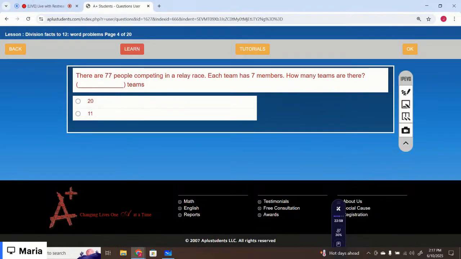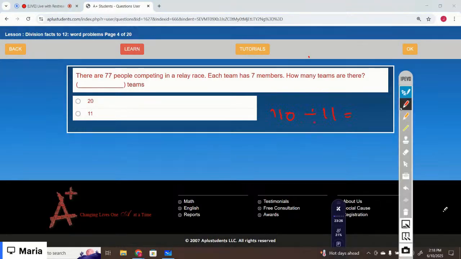There are 77 people competing in a relay race. Each team has 7 members. How many teams are there? So which is the correct option? That is 77 divided by 7. So which is the correct option?